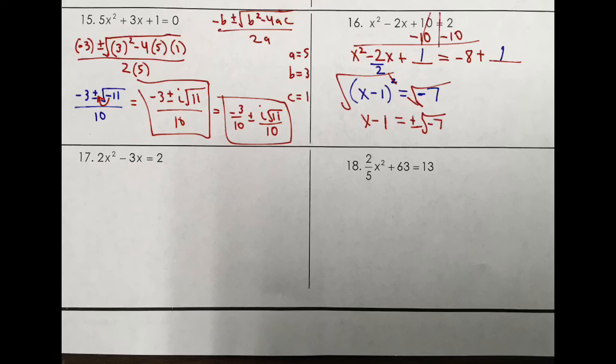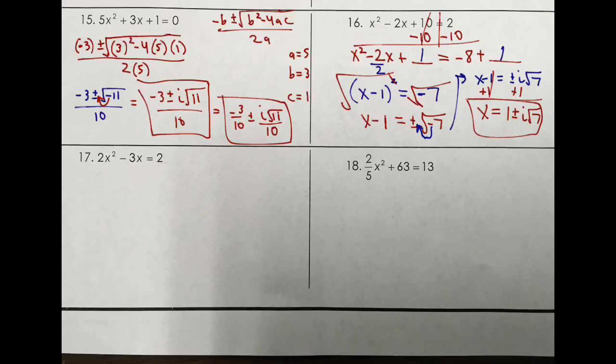That has to come out as an i. And so now we know we have, let's go up here, x minus 1 is equal to plus or minus i radical 7. And then our last step here is to add 1, cancels, x is equal to 1 plus or minus i radical 7.